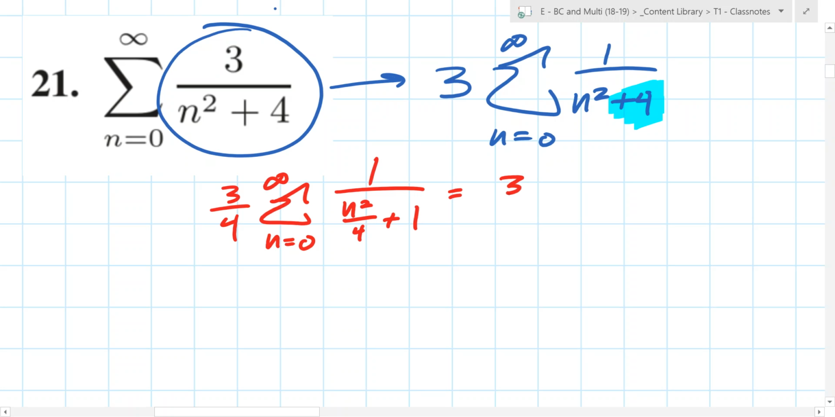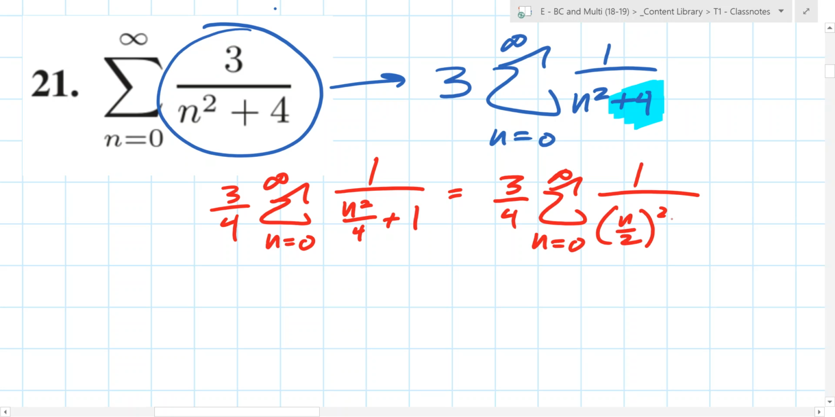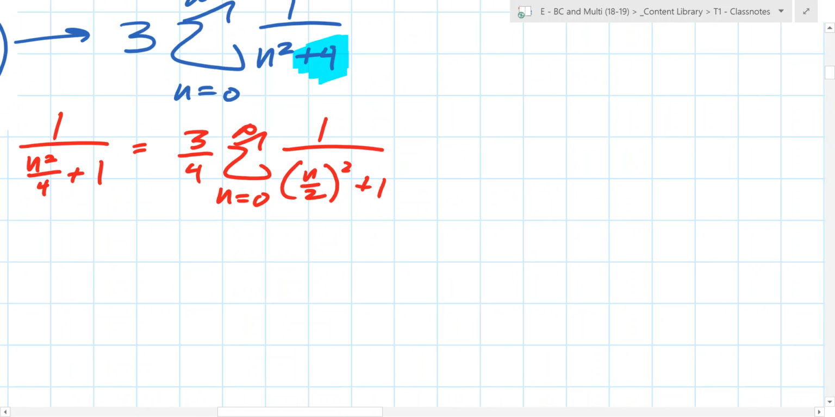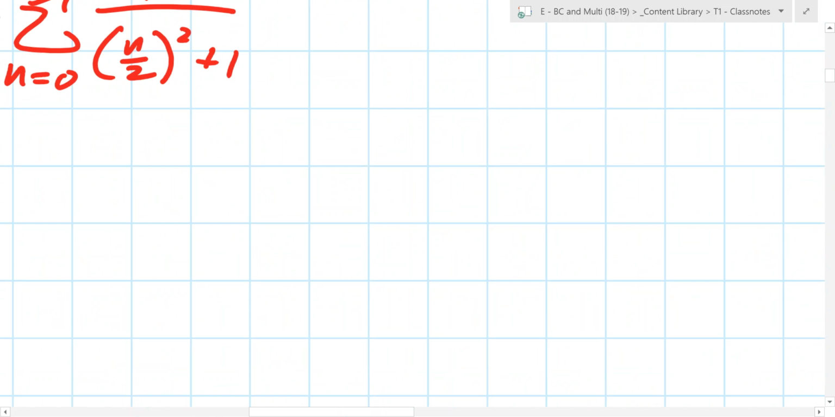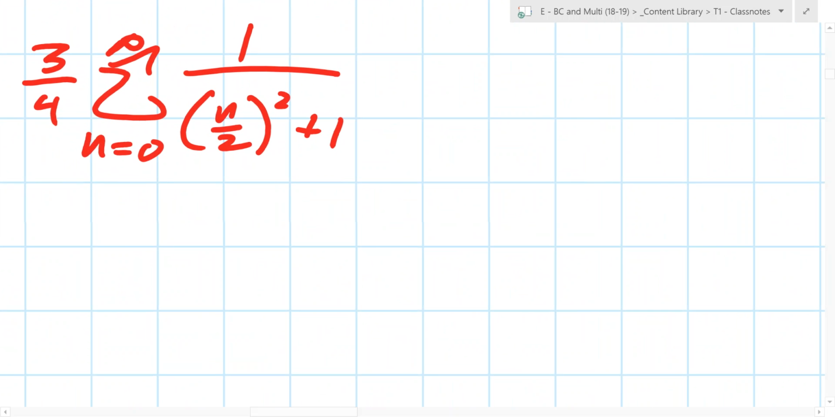How could we rewrite that? 3 over 4, the summation from n equals 0 to infinity of 1 over n over 2 squared plus 1. And if we really wanted to make this perfectly in the form that we're looking for, what simple substitution could we make? We could let w equal what? You want to just use n over 2? Sure, absolutely, you could do that. Is everybody with me so far?